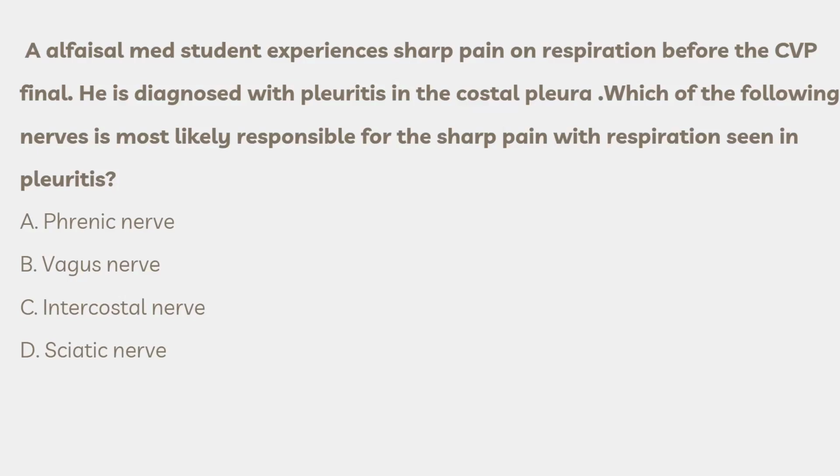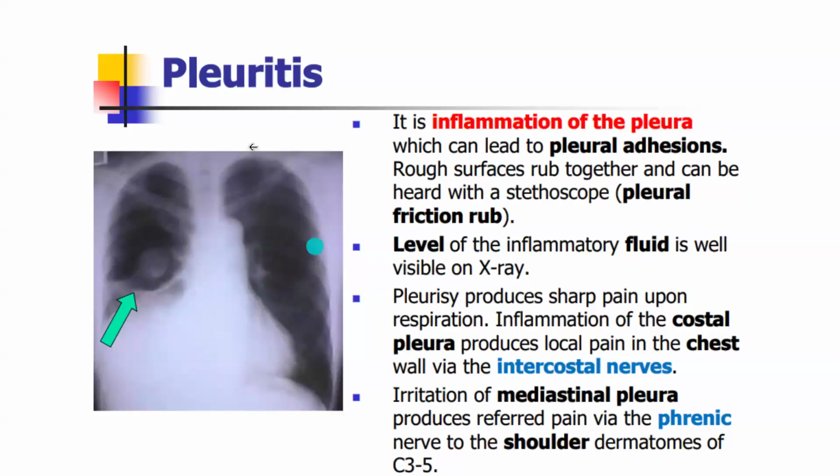So the answer is actually C, the intercostal nerve. What you should focus on in this question is pleuritis in the costal pleura. If there's pleuritis in the costal pleura, the intercostal nerves are the nerves that are going to cause the pain because they provide sensory innervation for the costal pleura. Whilst if this question was to ask about pleuritis in the mediastinal pleura, it would be referring to the phrenic nerve.